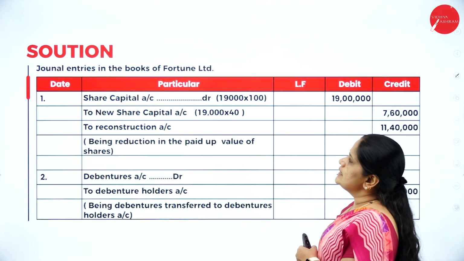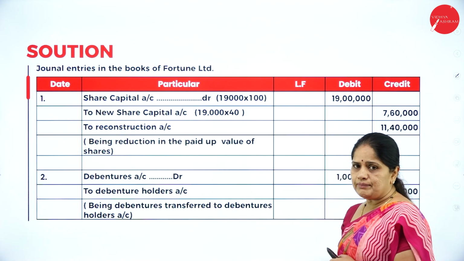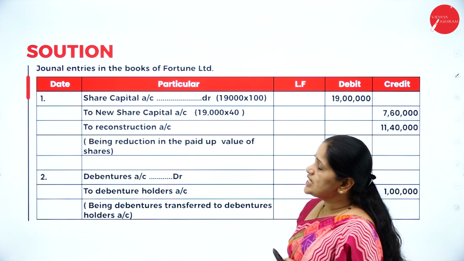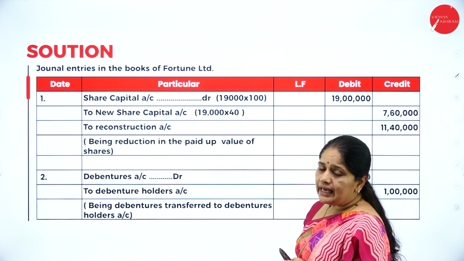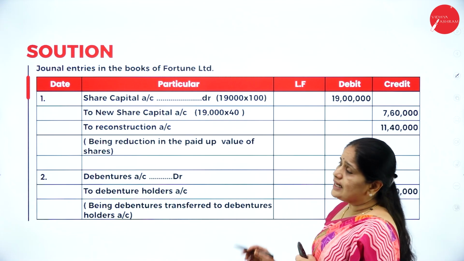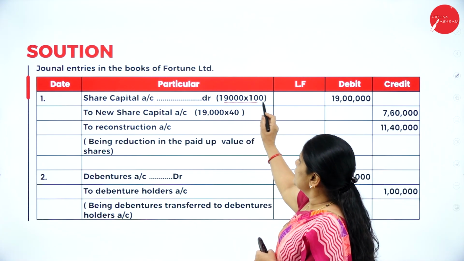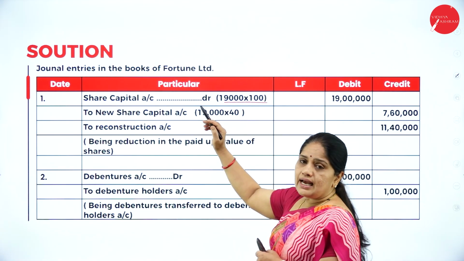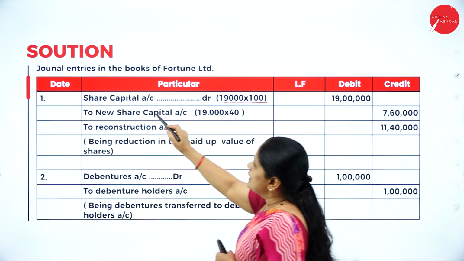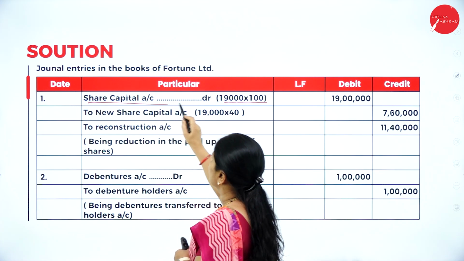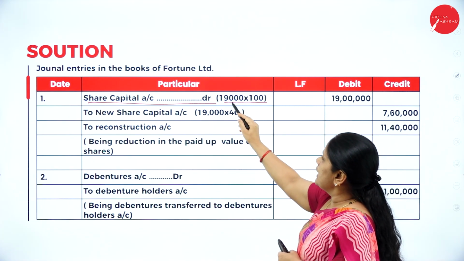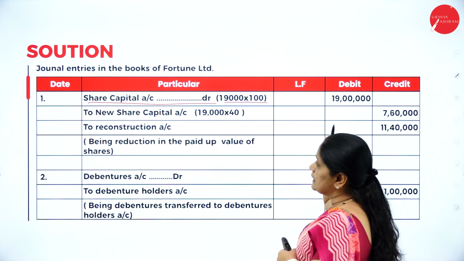So, journal entries in the books of Fortune Limited. The first entry will be for the reduction of share capital. They have issued 19,000 shares of rupees 100 each. So 19,000 into 100. Since I am reducing the share capital, I am debiting the entire share capital. The share capital account debit 19 lakhs. So 19,000 into 100 is 19 lakhs.